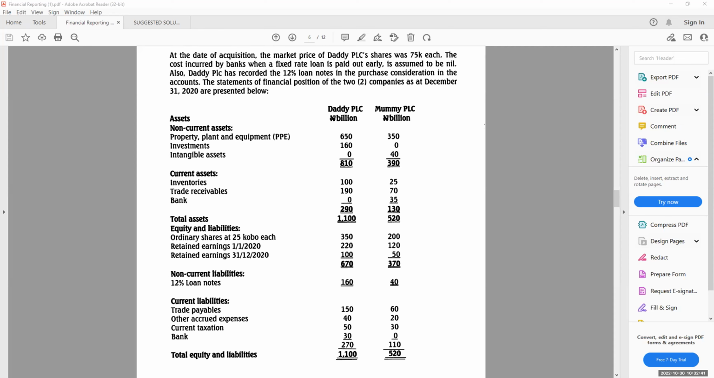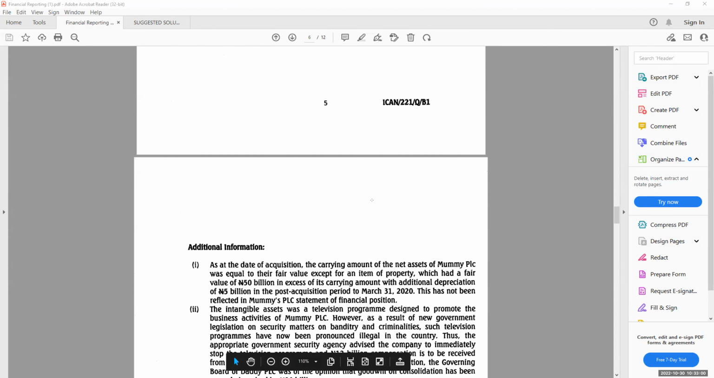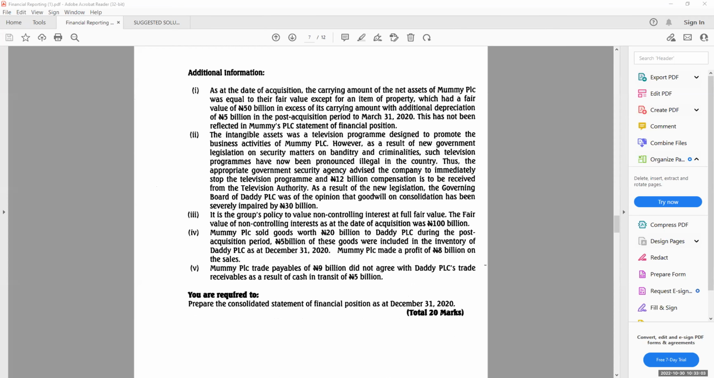account. The statements of financial position of the 2 companies as at December 31st, 2020 are presented below. Now, additional information. 1. As at the date of acquisition, the carrying amount of the net assets of Mommy PLC was equal to their fair value, except for an item of property which had a fair value of 50 billion naira in excess of its carrying amount, with additional depreciation of 5 billion naira in the post-acquisition period to March 31st, 2020. This has not been reflected in Mommy PLC's statement of financial position.